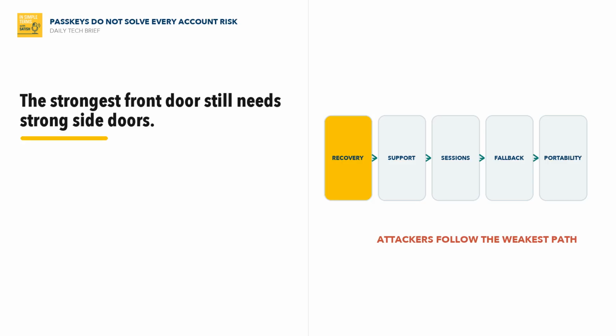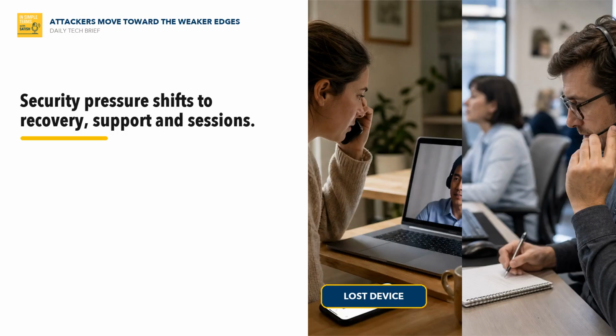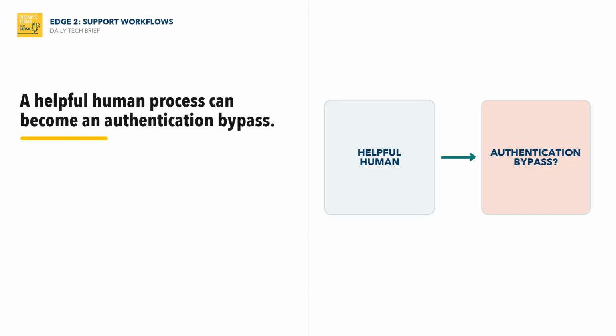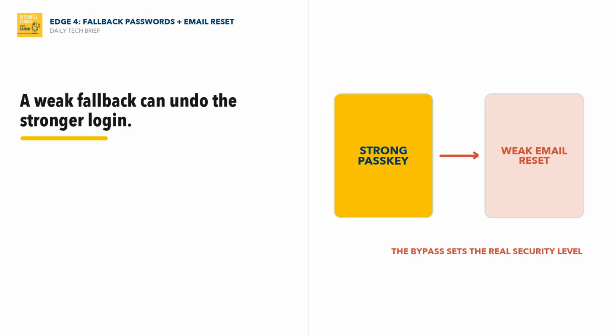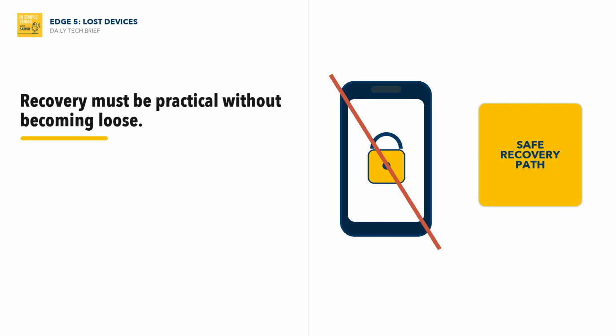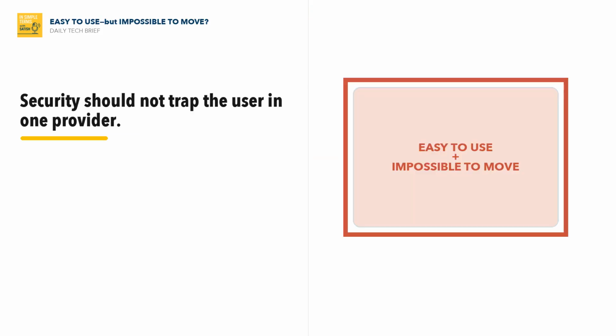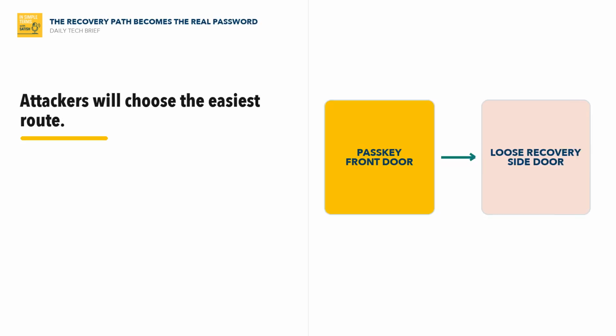The catch is that passkeys do not magically solve the whole account security problem. The main login flow becomes stronger, but attackers will move toward the weaker edges. They may target account recovery, they may target support workflows, they may steal active sessions, they may look for fallback passwords or email reset links. And users still need a practical way to recover from lost devices or move credentials between providers. That is why portability work matters. If passkeys become easy to use but impossible to move, users may feel trapped. If recovery is too loose, the recovery path becomes the real password.